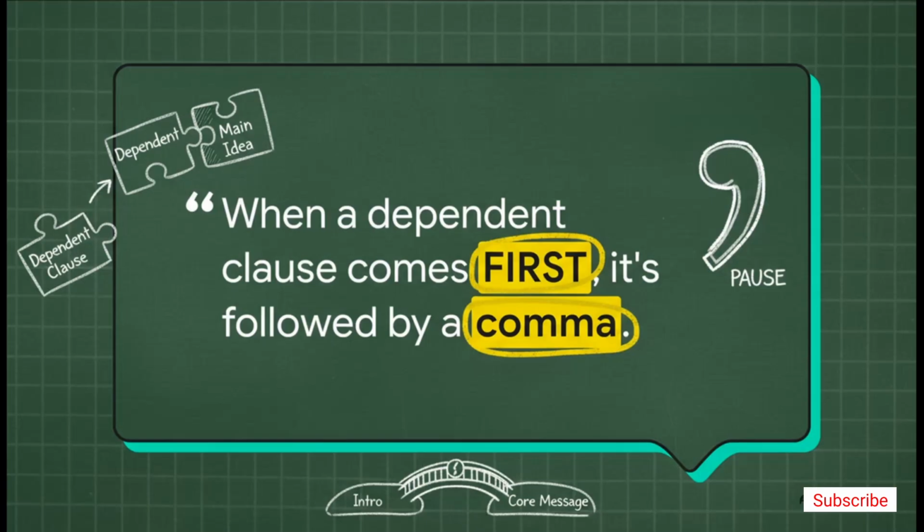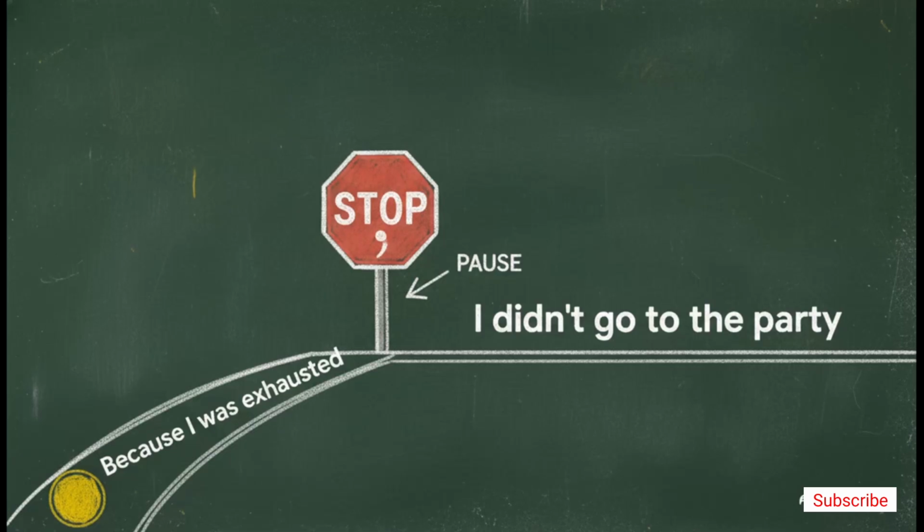Now, when you start building these complex sentences, there is one critical punctuation rule you have got to remember. If your sentence starts with a dependent clause, you must place a comma right after it. That little comma is a signal to your reader that the introduction is over and the main idea is coming up next.